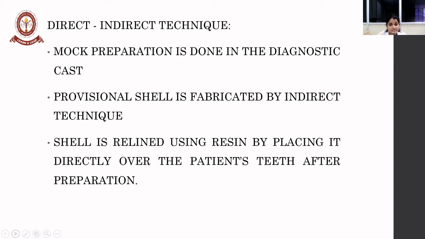So in the cast, we will be adjusting it and trimming it, and then we have to place it directly in the patient's mouth after making the tooth preparations. At that time, in the patient's mouth, we have to adjust the small corrections, as excess will be there. We have to trim the area and polish it, and then paste it with the help of the cement.